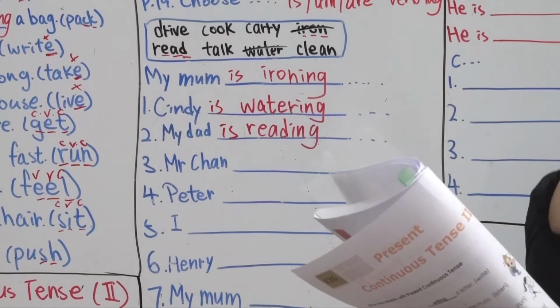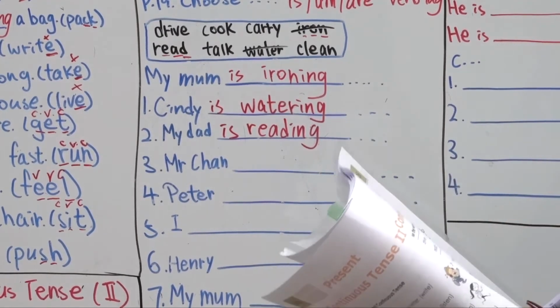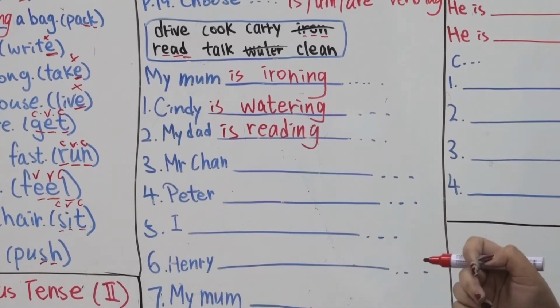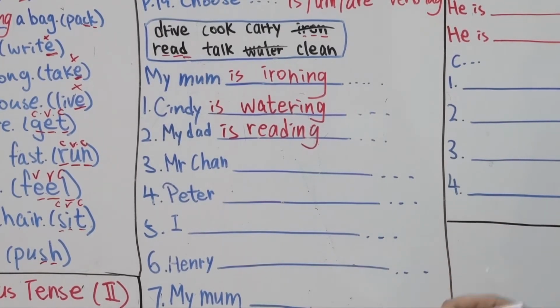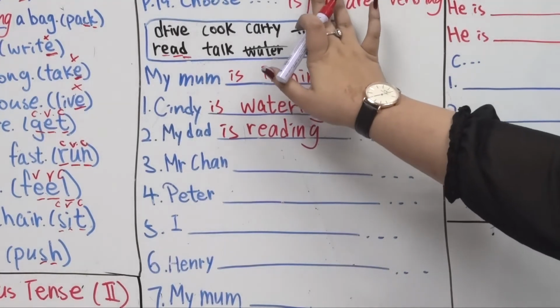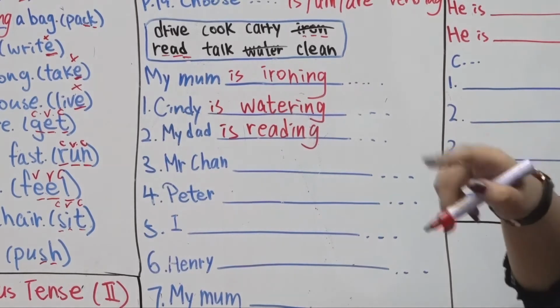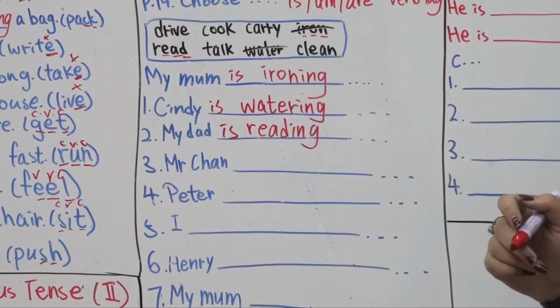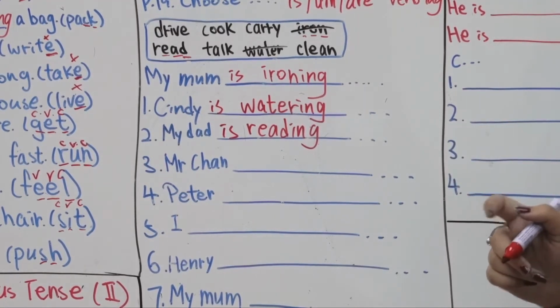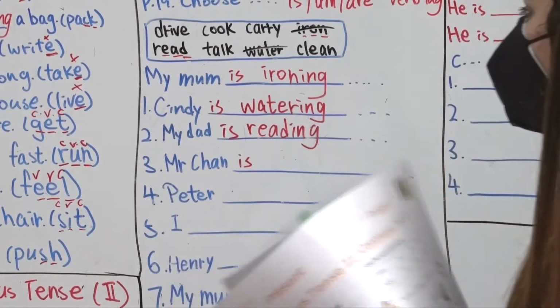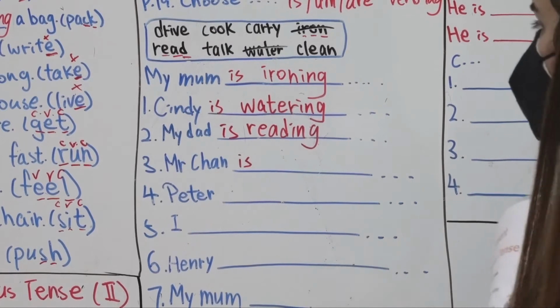Number 3. Mr. Chen, what? His car now. Mr. Chen is followed with is, am, or are. It can't be am. As I told you, the subject is not I. So that should be is or are. Mr. Chen is one person or more than one person? It's one person, right? So we just add is. Mr. Chen is.